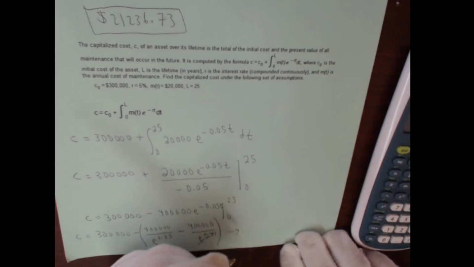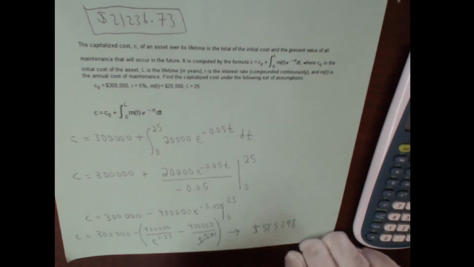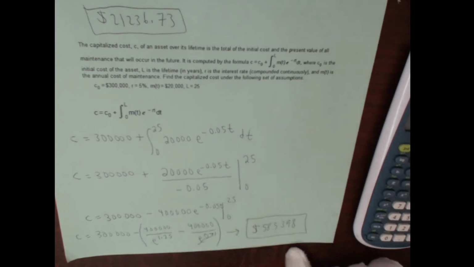When I do that, I arrive at an answer of 585,398. And in this problem, they wanted us to round to the nearest dollar, so I'll just leave it at that, but that is the correct answer. You could take it to the penny if you want, but I think it said round it to the nearest dollar. So you can see that this is a very expensive piece, probably something to do with property, and we could calculate the capitalized cost by just doing the integral.